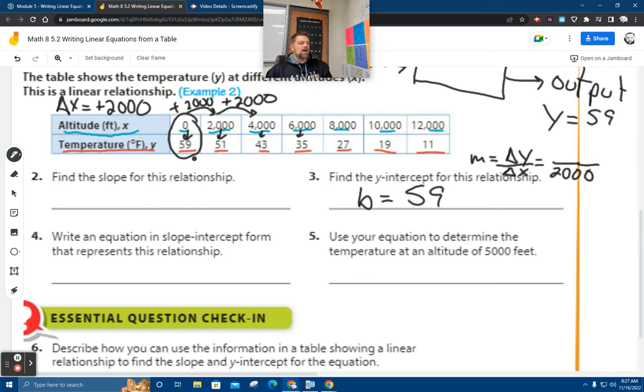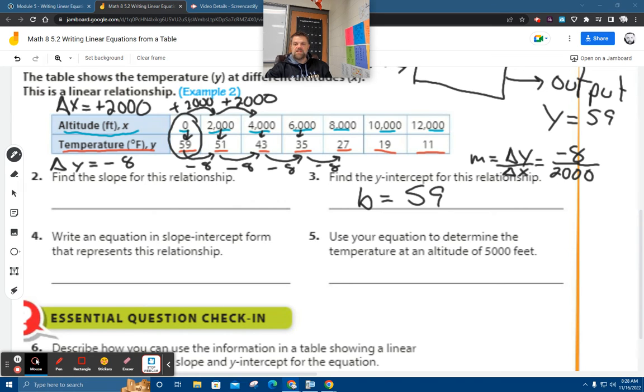How much does this change in the y direction? Yeah, minus 8. 51 minus 8, is that 43? Yeah. And all of these are minus 8s, all the way down. So what's my delta y? Negative 8. If we want to leave this as a fraction or a decimal, let me double check. They want it as a decimal. So I'm going to say negative 8 divided by 2,000.